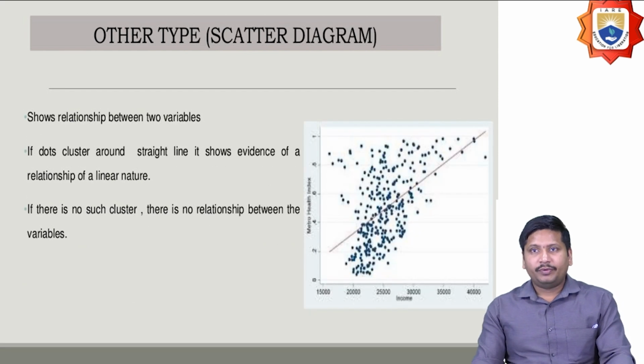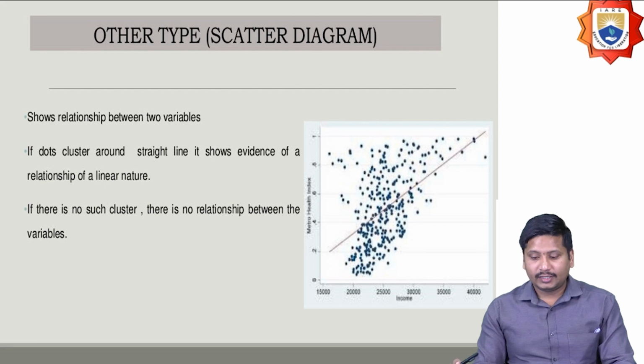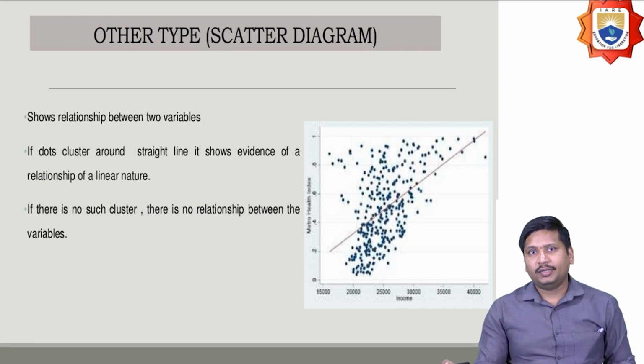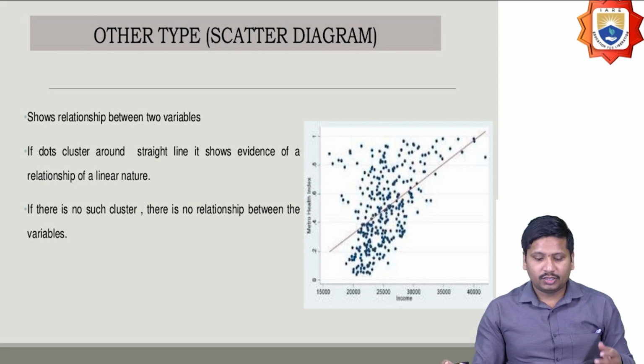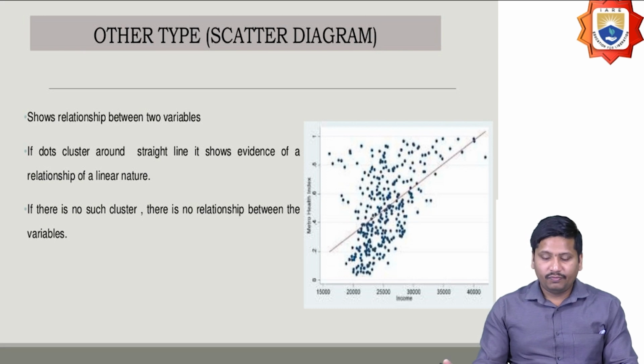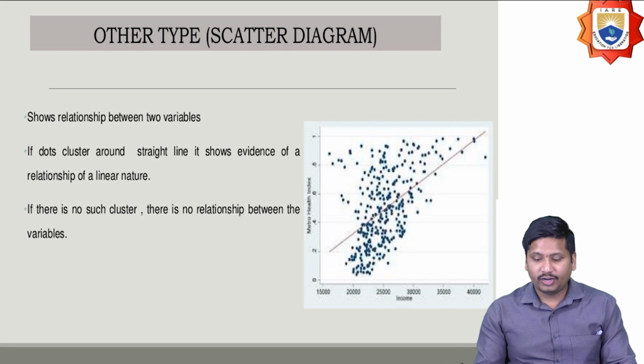The other type of diagram we have is the scatter diagram, which shows the relationship between two variables. The dots are normally represented as a cluster surrounding a straight line, which shows evidence of whether the relationship is linear in nature or not. And if there is no cluster, I can find that there is no relationship between the variables.